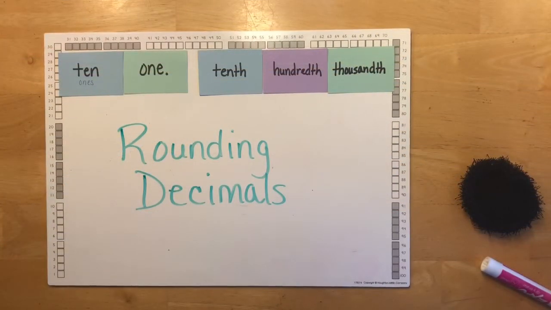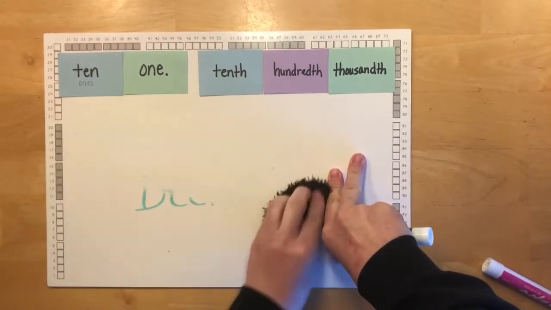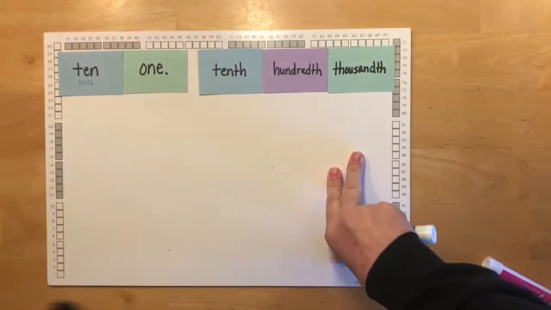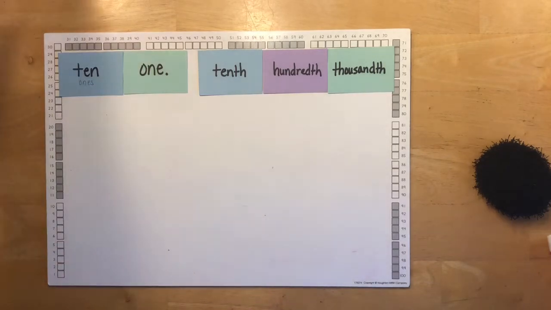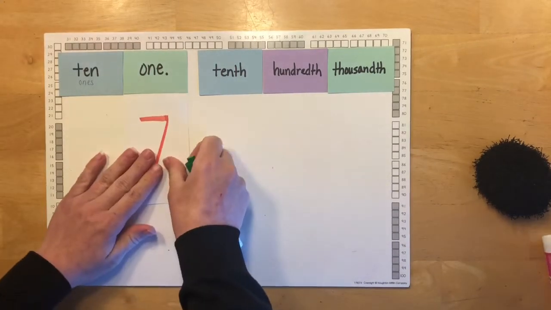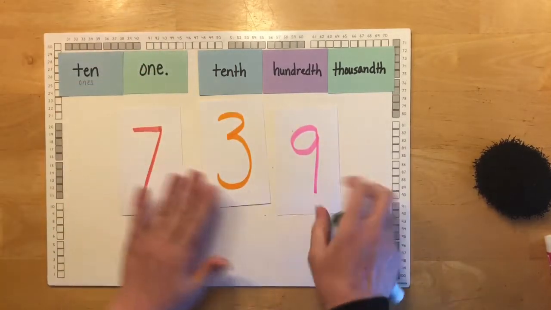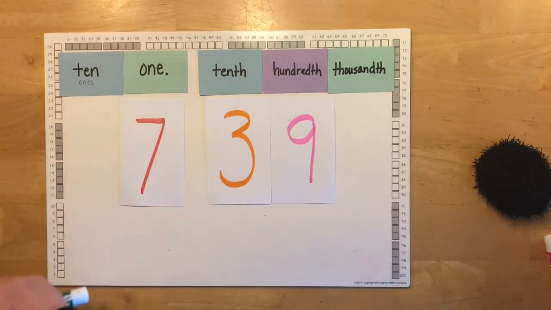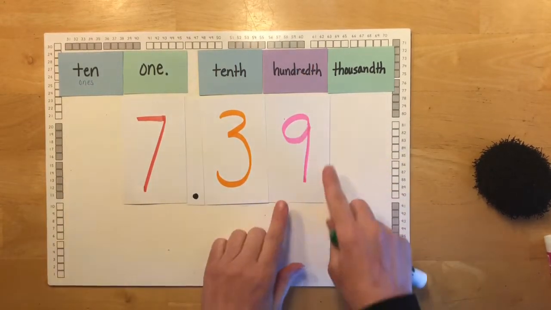Now we're going to talk about rounding decimals. Rounding decimals is very similar to rounding a regular number. The only difference is there's a decimal point in the place on your number. So we're going to start with simply some digits here. So we of course have 7 and 39 hundredths.